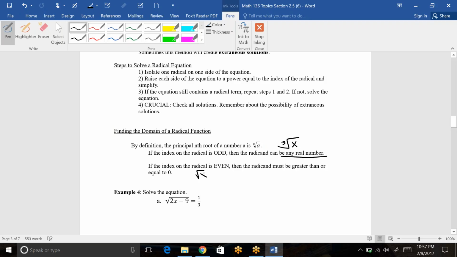If you're doing the square root of x, you don't want a negative underneath here. So what we say is that x has to be greater than or equal to 0, because we can take the square root of 0. So that's just something to note, that if you have an odd root, it's any real number you want to plug in. And if it's an even root, it has to be a positive number underneath here to be able to do this in the real numbers.